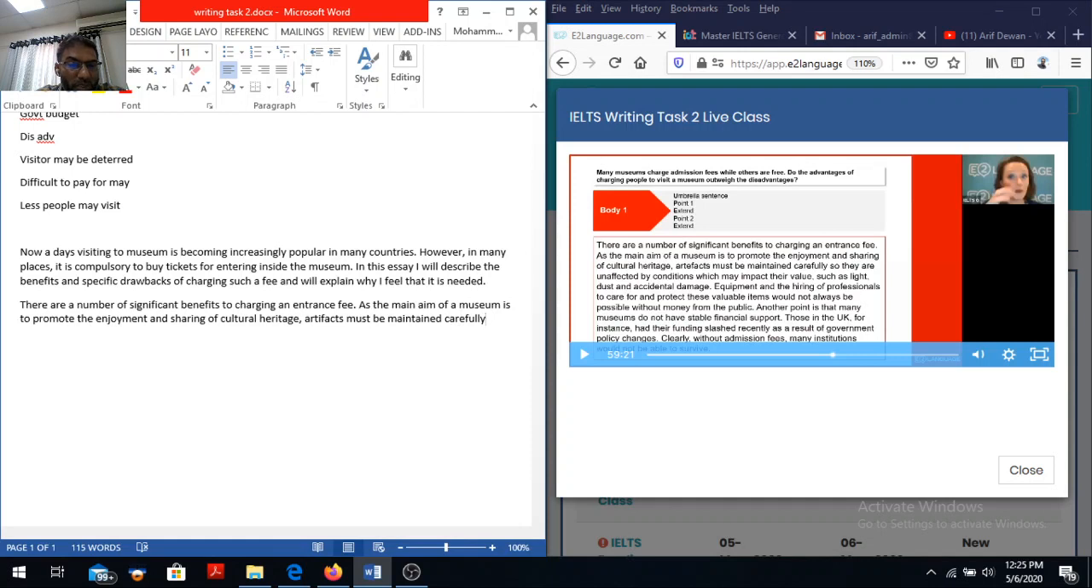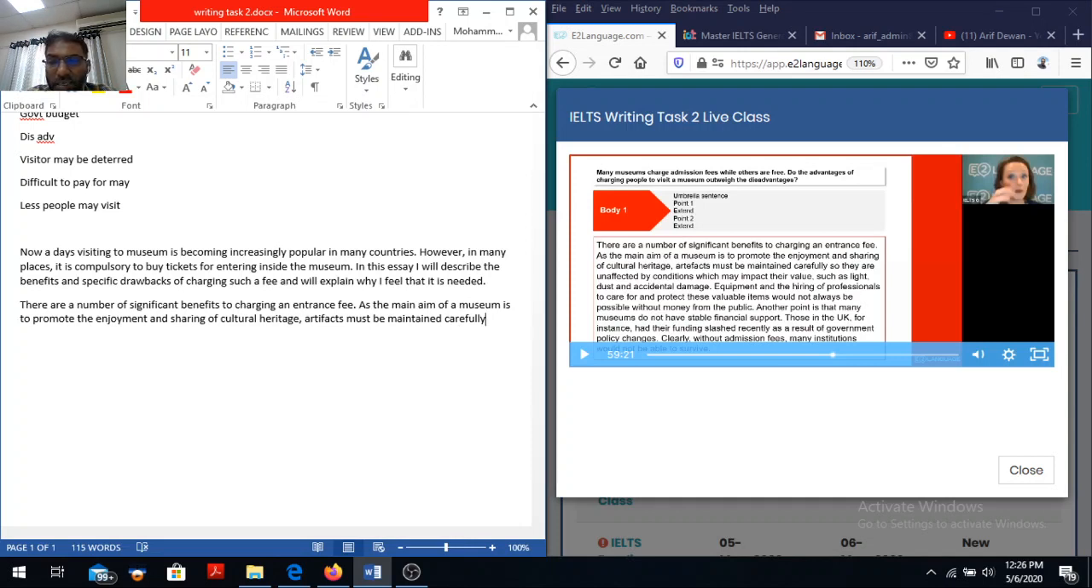So here there are a number of significant benefits to charging an entrance fee. So what are the benefits? As the main aim of a museum is to promote the enjoyment and sharing of cultural heritage, their main aim is to share the cultural heritage. So for that we need to maintain the artifacts. It is in the same sentence. Like we said, the main topic sentence, now we are giving the reason.